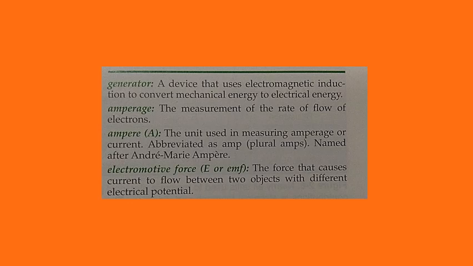Voltage. The pressure or the electrical potential that moves electrons through a conductor is called voltage or electromotive force, E or EMF. Its unit of measure is the volt. Most residential wiring is rated at 120 volts and 240 volts.